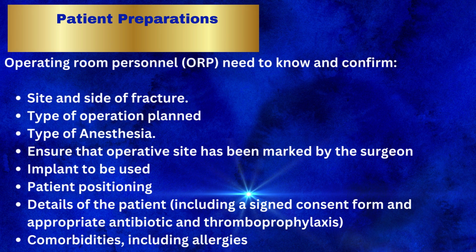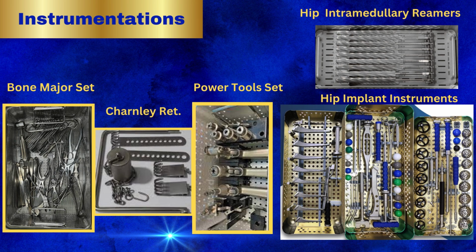Implant to be used, the type of implants, the side if it is left or right, size availability, and expiry date. The positioning devices and the patient positioning should be ready. It should be determined if the patient will be in supine, anterior, lateral, or posterior approach. The details of the patient, including a signed consent form, an appropriate antibiotic, and thromboprophylaxis. Comorbidities, including allergies.